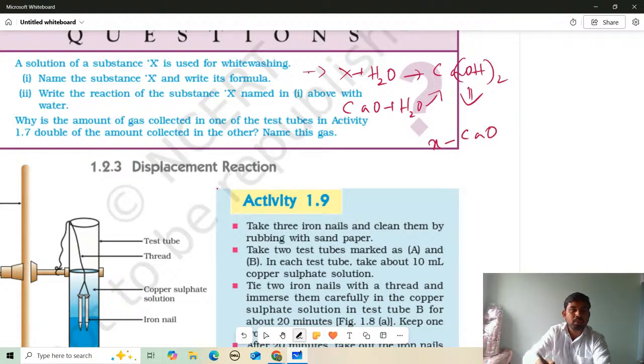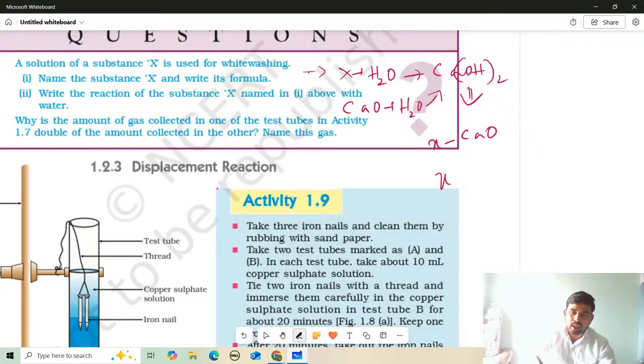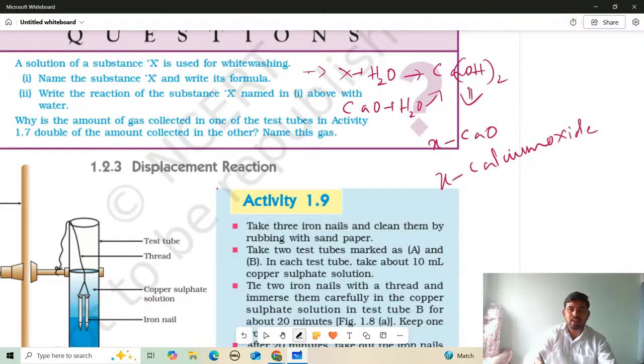Read the question: name the substance X and write its formula. What is X? You should write the name: it is calcium oxide. The name is very important. Many times children write whatever answer they like, but CBSE wants what they are asking, and that is what you should write.